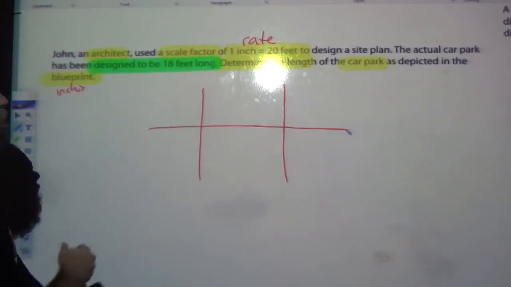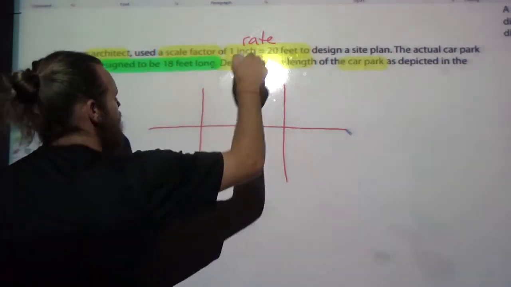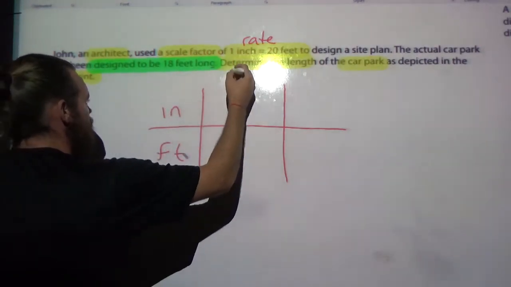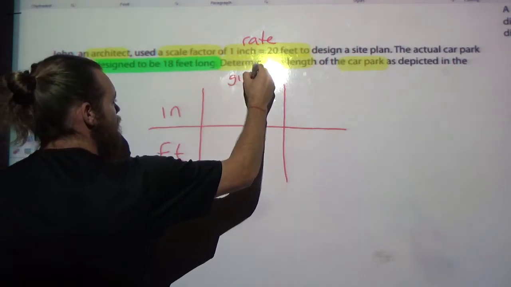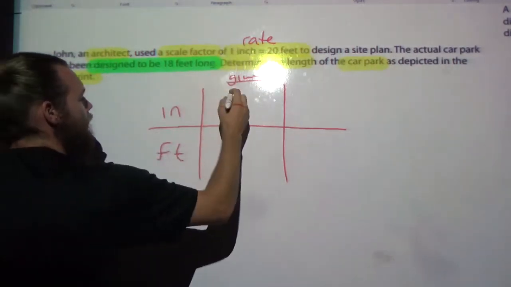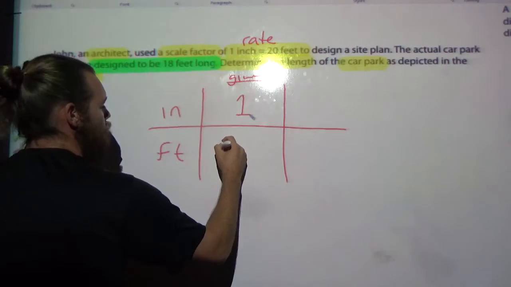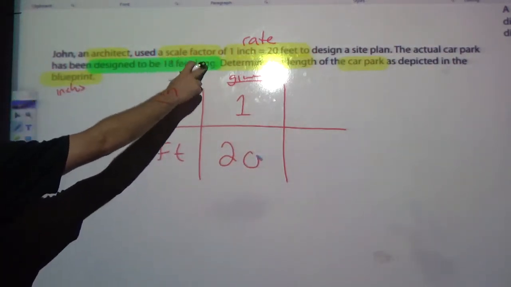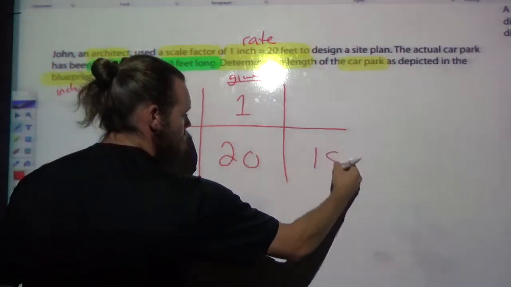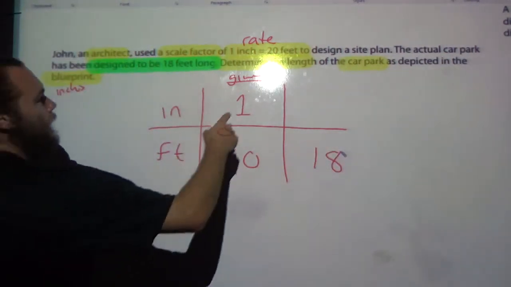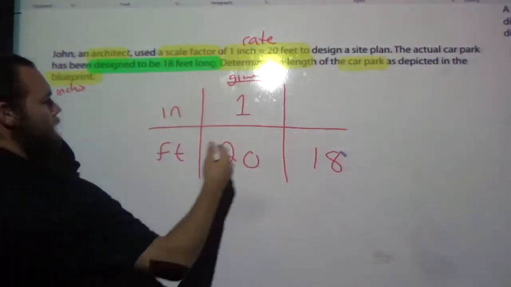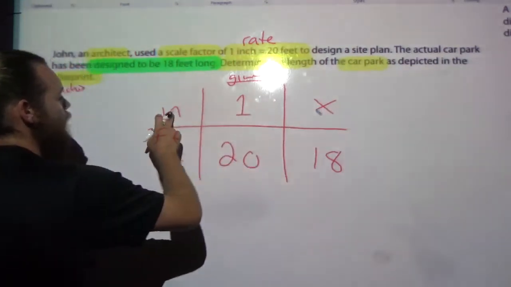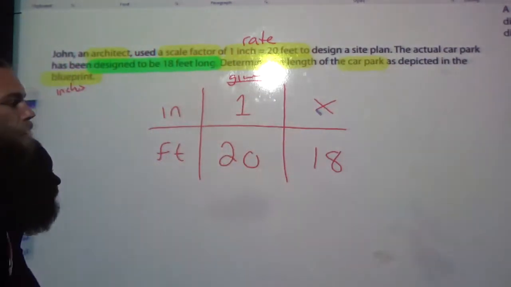Okay? So, in our first column, we have our measurements. So we've got inches and feet. What you're given goes next. So we were given that rate of 1 inch to 20 feet. And then they gave us another 18 feet. They want us to find the blueprint length. And the blueprint, again, is going to be measured in inches. So we don't know how big that blueprint is in inches.